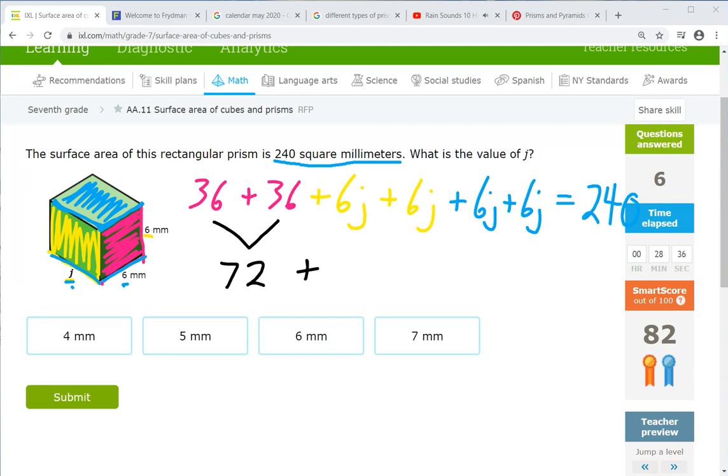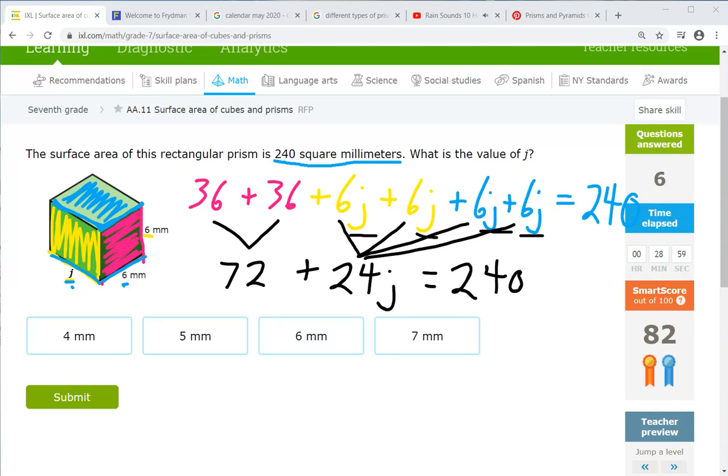Plus, I have 6j plus another 6j plus another 6j plus another 6j. Don't worry that they're written in different colors. Just worry that they all have j's. So they're like terms, so you can add them all up. And that's going to give us 24j, which is equal to, still have this 240 over here. And now we're going to subtract this. There's like an invisible plus sign here, so we're going to subtract 72 from both sides.